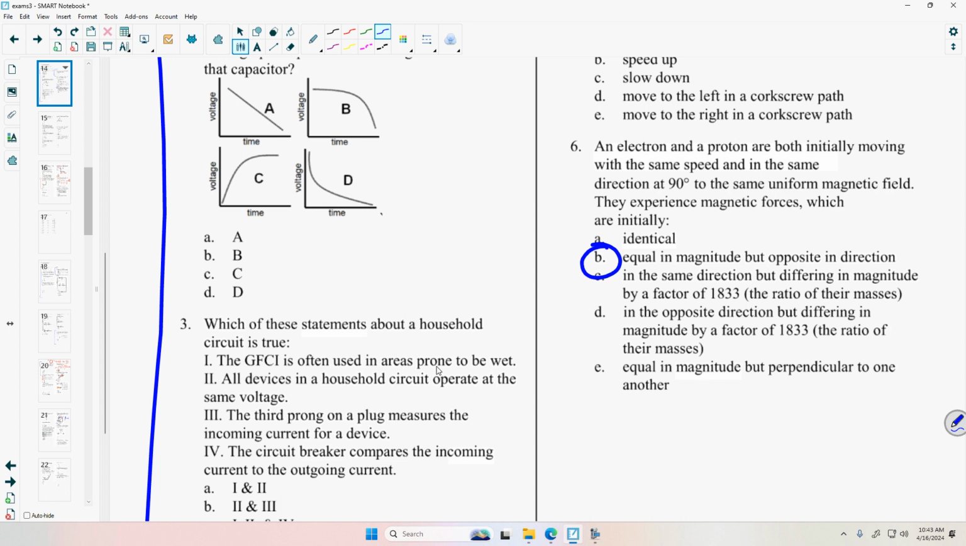V is the same for them, B is the same for them, Q is the same too, right, because it's an electron and a proton, so they're just going to feel opposite forces. There's just a lot of words there. That's why it might have confused you.